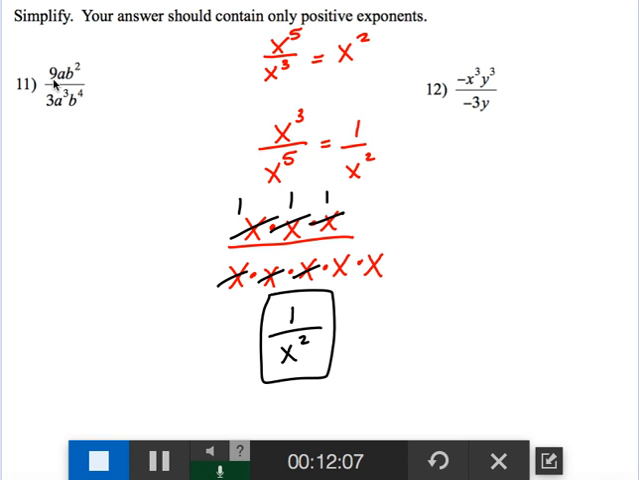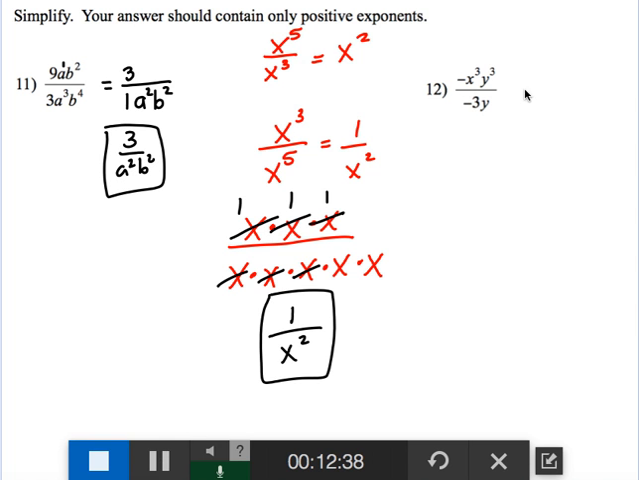Right over here, let's handle the numbers first. Well, if you divide that, you know 3 goes into 9 3 times. So you know you're going to have a 3. And we'll just put a 1 there. All right, that a has a 1, so the difference between 1 and 3 is 2. And since 3 is bigger, leave it in the denominator. The difference between 2 and 4 is 2. 4 is bigger, so leave it in the denominator. So the answer is just 3 over a squared b squared.